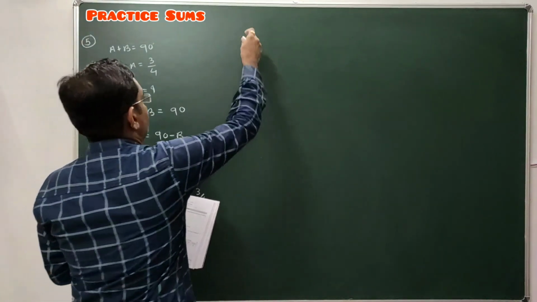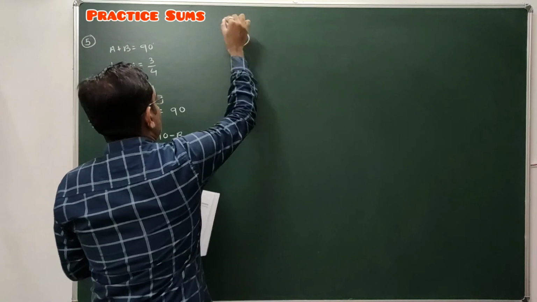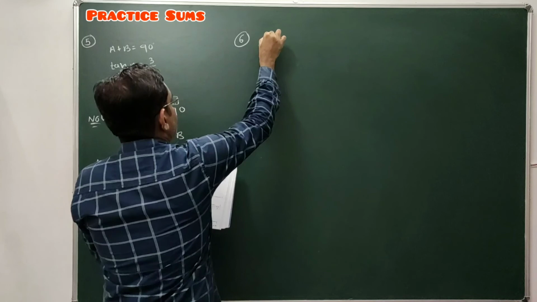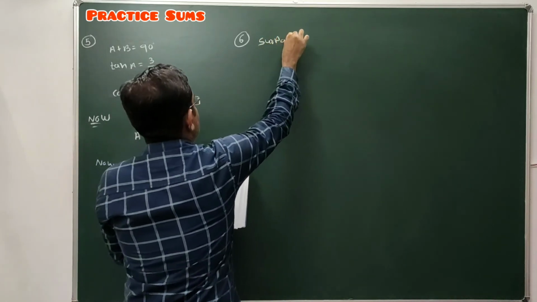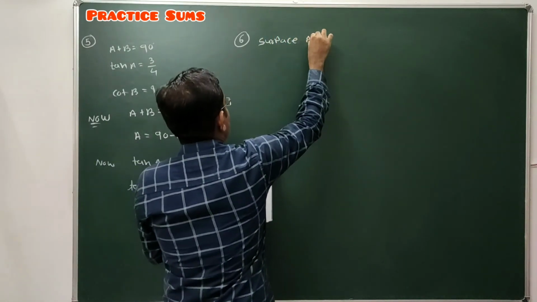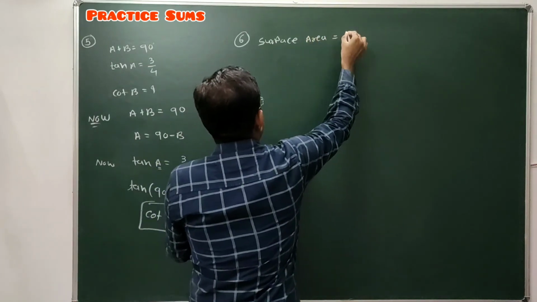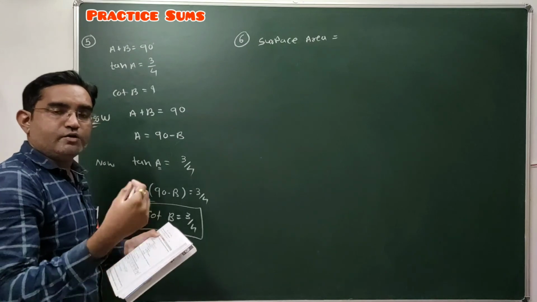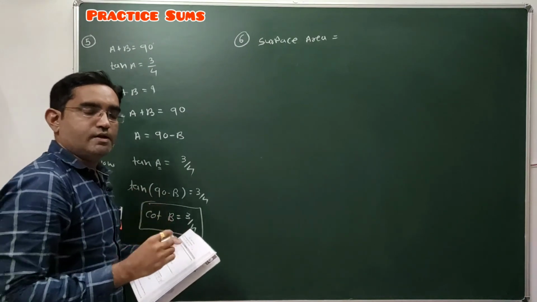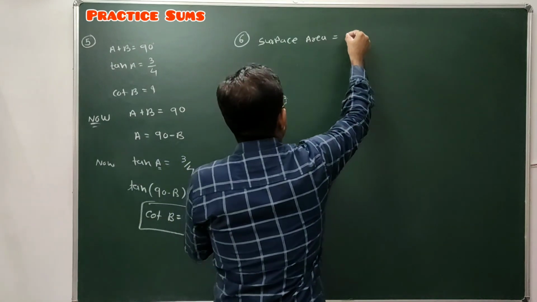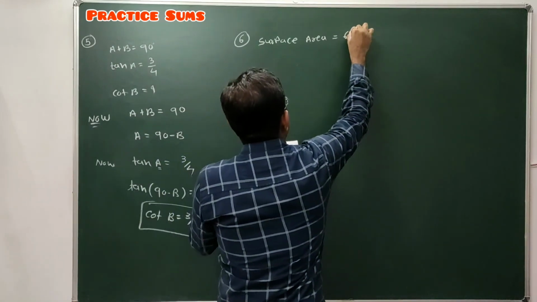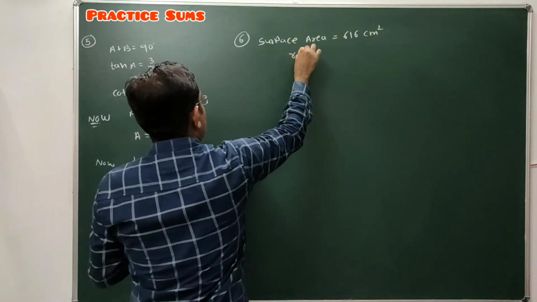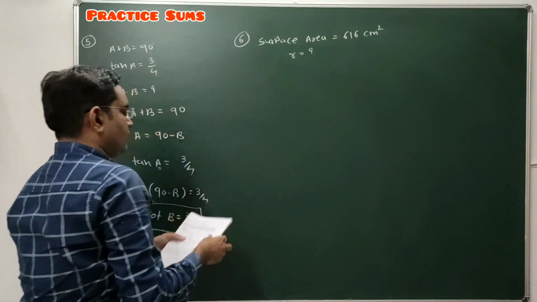So now next question. Question number 6. Surface area of sphere. For sphere we are not defining it's a curved surface area or lateral surface area or total surface area. It's only surface area. Surface area of sphere is 616 centimeter square. Find the radius of the sphere.